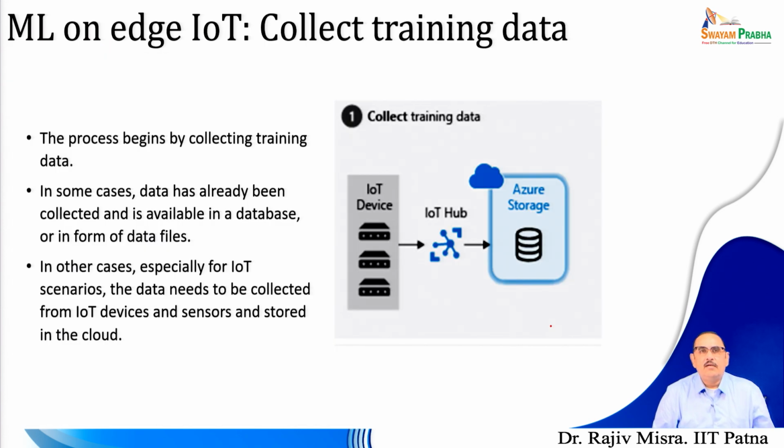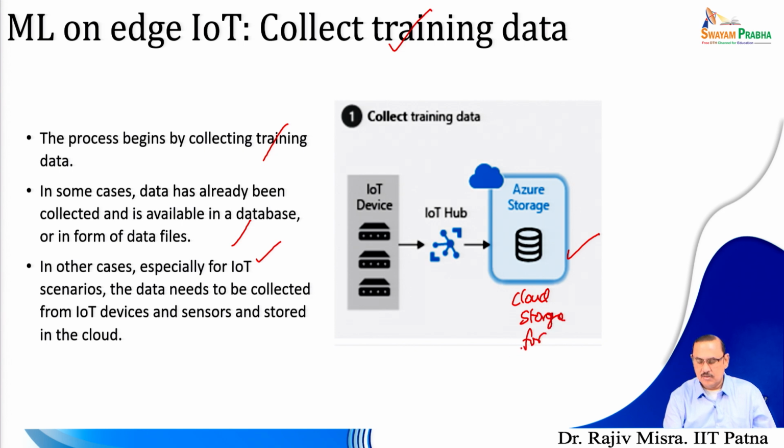So, let us see all these steps in more details. The first step was to collect the training data. The process begins by collecting the training data. In some cases, data has already been collected and is available in the database. In other cases, especially for IoT scenarios, the data needs to be collected from IoT devices and sensors and stored in the cloud, which requires cloud storage for the data set.